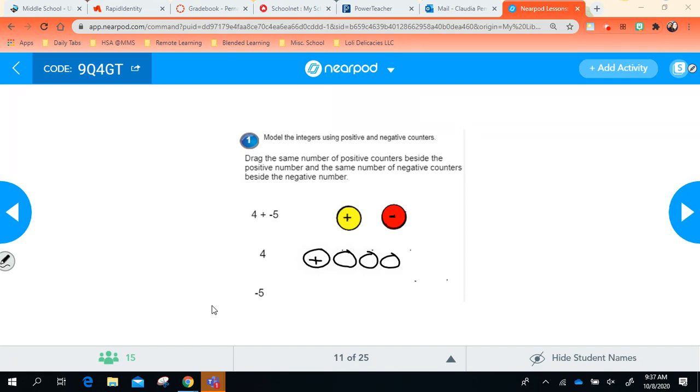And then -5 is obviously a negative number. So I'm going to draw 1, 2, 3, 4, 5. So that's it. I modeled my positive and negative numbers. Let's go ahead and look at what I should be doing next.